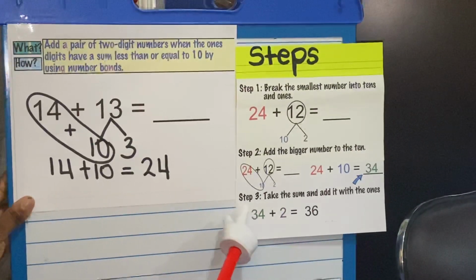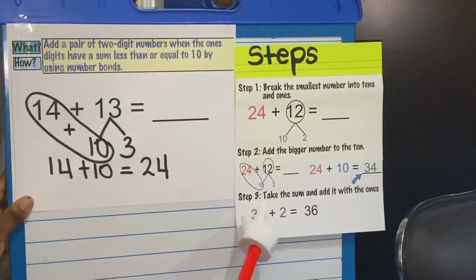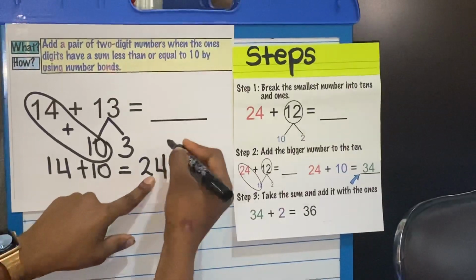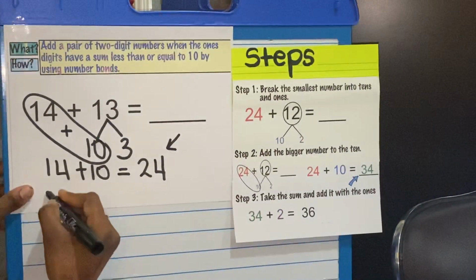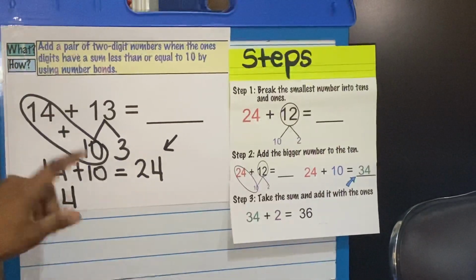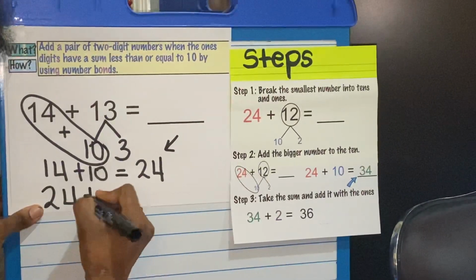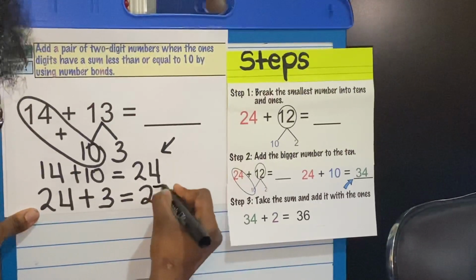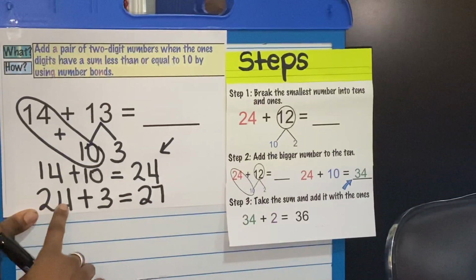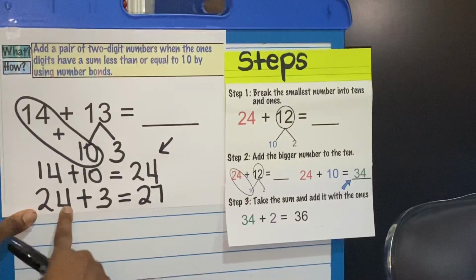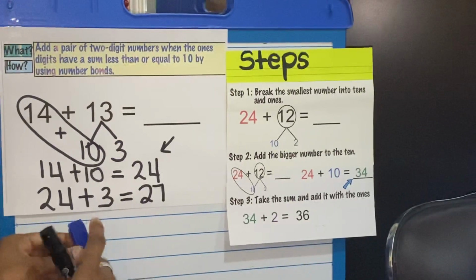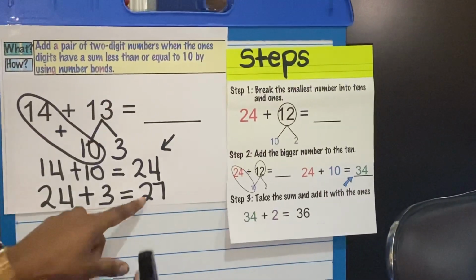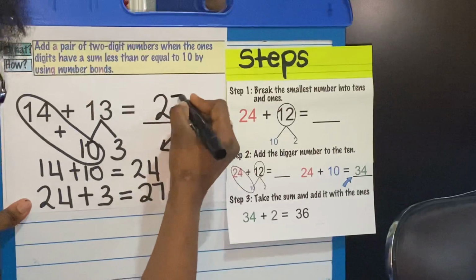Next step, step 3. I'm going to take the sum and add it with the ones. So the sum is 24. So I'm going to take the 24 and add it with the ones. Plus 3 equals 27. 24, I could just count up. 24, 25, 26, 27. So 14 plus 13 equals 27.